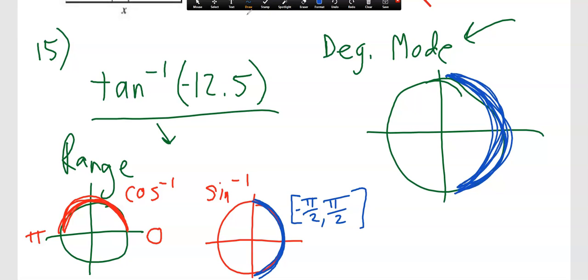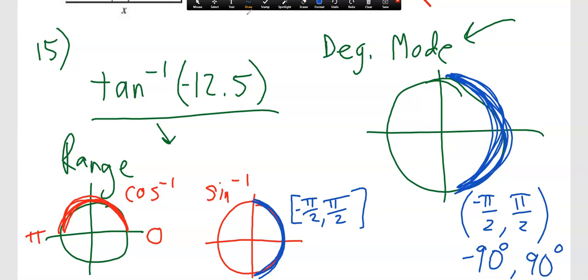Same thing with one exception. Does not include the endpoints. Now, yes, folks, we typically write things in radian mode. They have set degree mode. So, if I change this to degree, it would be negative 90 to 90.